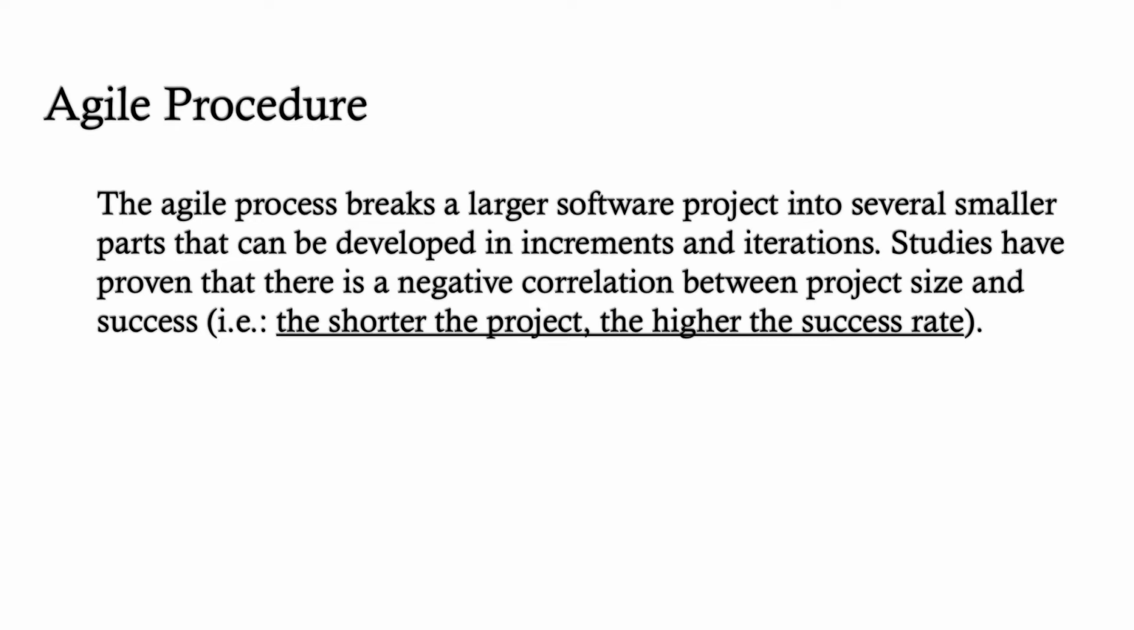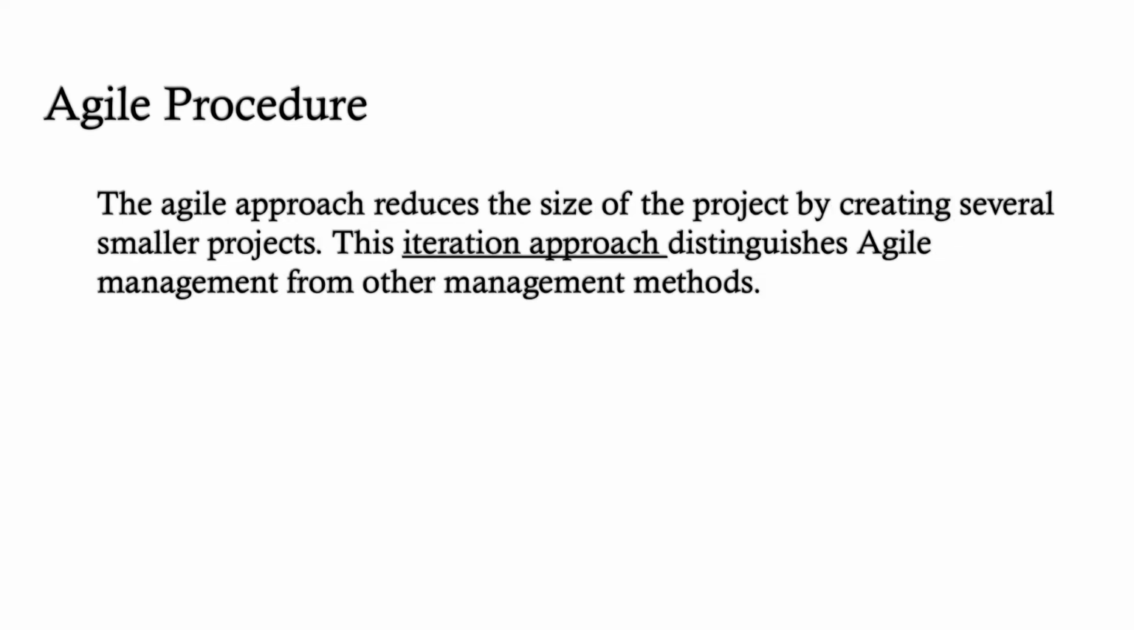Studies have proven that there is a negative correlation between project size and success. That is, the shorter the project, the higher the success rate. The Agile approach reduces the size of the project by creating several smaller projects. This iteration approach distinguishes Agile management from other management methods.